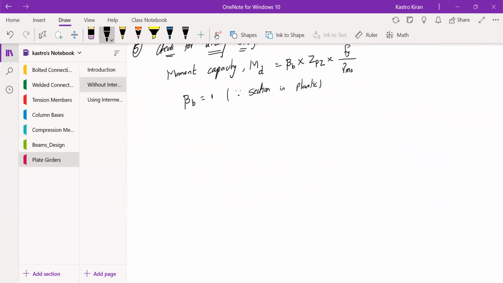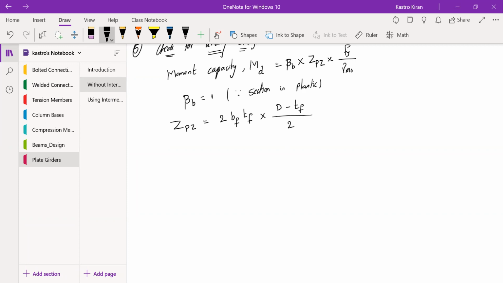So how will you solve? ZPZ, that is plastic section modulus, equals, you have a fixed formula for this, which is 2 times BF into TF, that is 2 times the area of the flange, into overall depth, that is capital D, minus thickness of the flange divided by 2. This is the fixed formula to find out the plastic section modulus for plate girder problems.